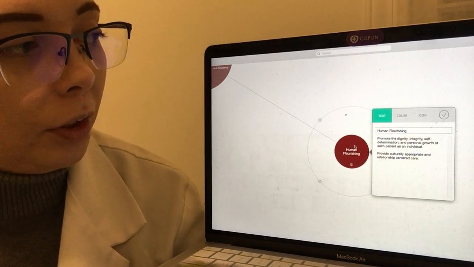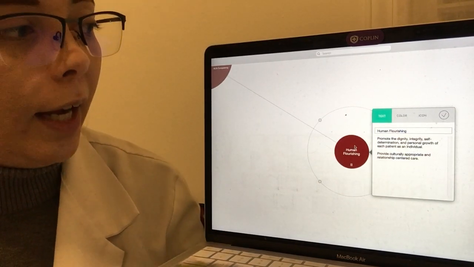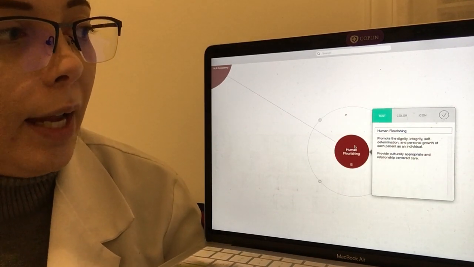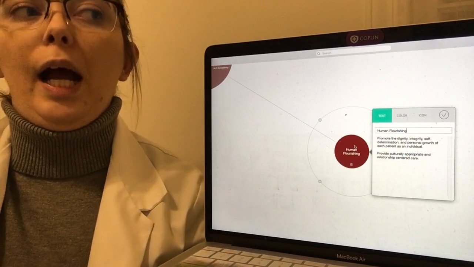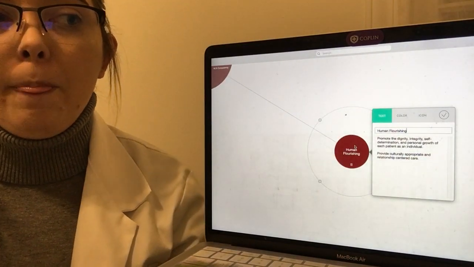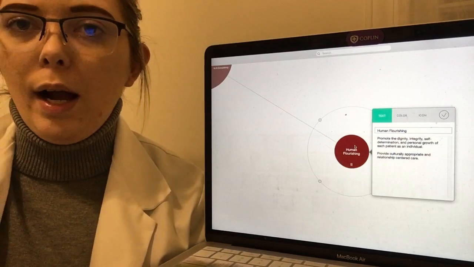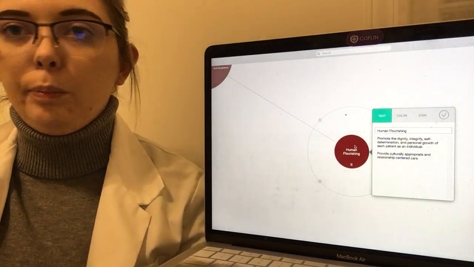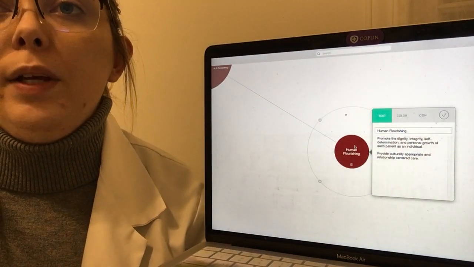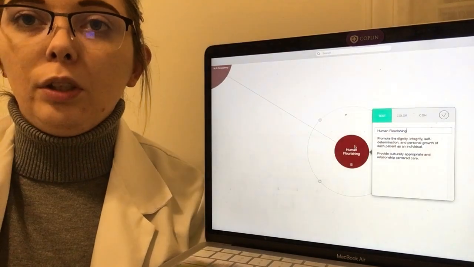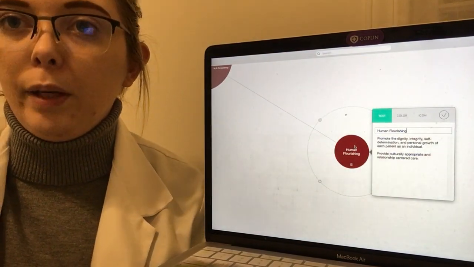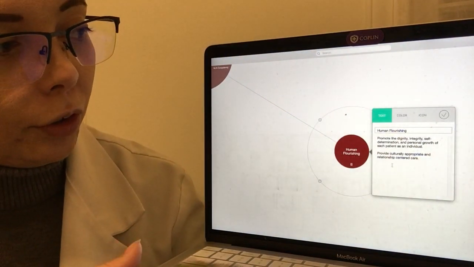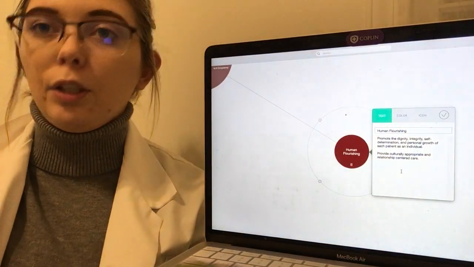So with the human flourishing, we want to promote their dignity, integrity, self-determination so they can remain independent, and personal growth as each patient as an individual. Again, even though we don't know a whole lot about chronic kidney disease, not every patient experiences the same things. So we want to be sure that we're treating each patient on an individual basis and individualize their care. Also, we want to provide culturally appropriate and relationship-centered care.